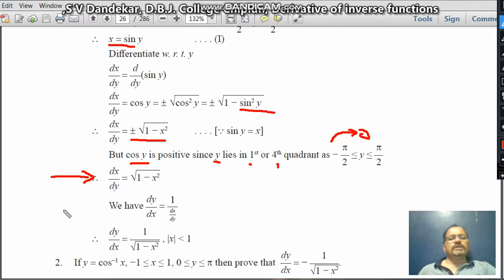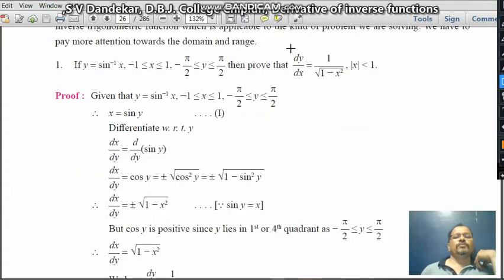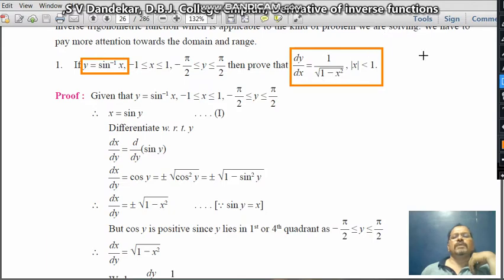Now, by the theorem that we studied of inverse function, dy by dx is equal to 1 upon dx by dy, and therefore dy by dx is equal to 1 upon under root 1 minus x square. Here we have to take the precaution that the denominator should not be 0, and denominator is non-zero only when mod x is less than 1. Therefore, we have proved dy by dx is equal to 1 upon under root 1 minus x square for mod x less than 1 when y is equal to sine inverse x. This is the proof of the first formula. Derivative of sine inverse x is 1 upon under root 1 minus x square.